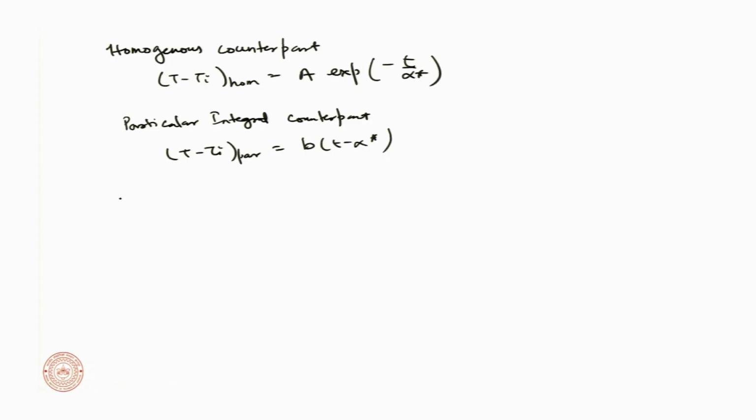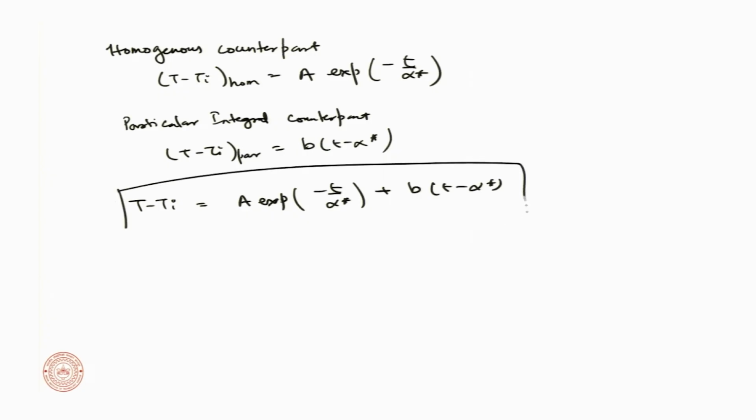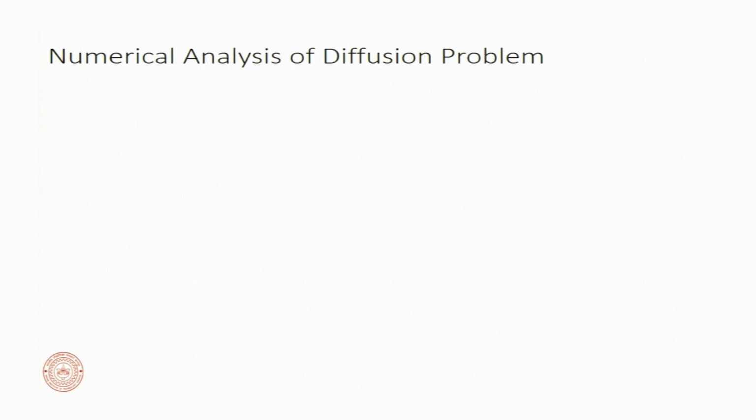Okay. So, our combined expression, T minus Ti with the summation of these two, will be A exponential of minus T over alpha star plus B T minus alpha star. This will be our solution for our expression. So, we have this exponential decay, but we also have this linearly increasing temperature for our bulk. Okay. Now, let us look at the numerical analysis of the diffusion problem.